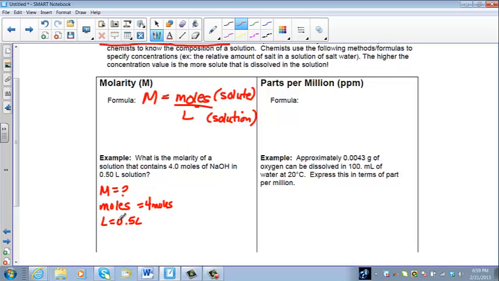Okay, write our formula, write down what we have, substitute in, molarity equals 4 divided by 0.5. So 4 divided by 0.5 is 8. So this is a molarity equal to 8. Okay, and that's moles per liter.